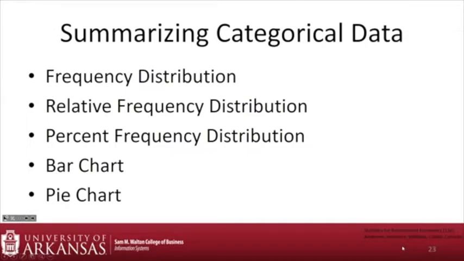So, Chapter 2 is more about the visual piece. Chapter 3 is more about the number crunching. So, Chapter 2, we're summarizing categorical data. Okay. Big ways that we can summarize categorical data are with frequency distributions, relative frequency distributions, percent frequency distributions, bar charts, and pie charts.